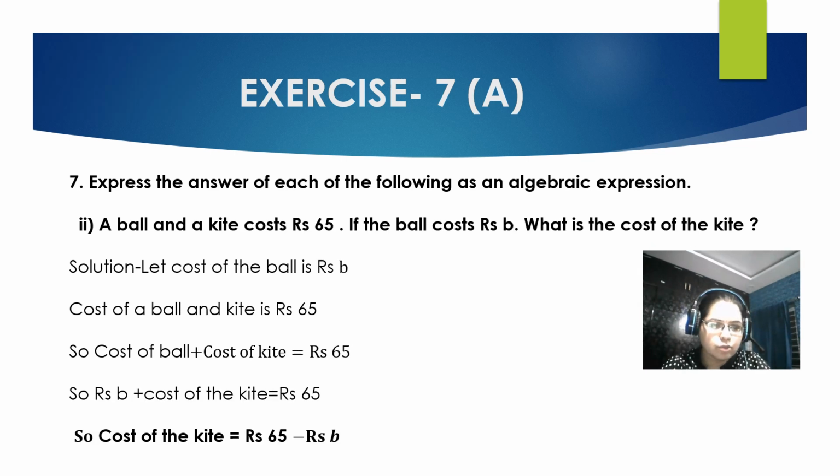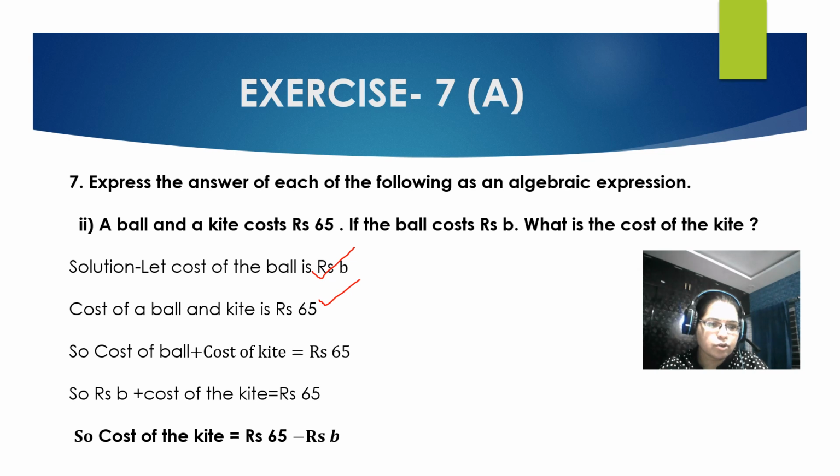Now we'll solve question number second bit. A ball and a kite costs 65 rupees. If the ball costs b rupees, what is the cost of the kite? Let the cost of the ball be b rupees. This is given, and cost of ball and a kite is 65 rupees. This is also given. What is the cost of the kite?